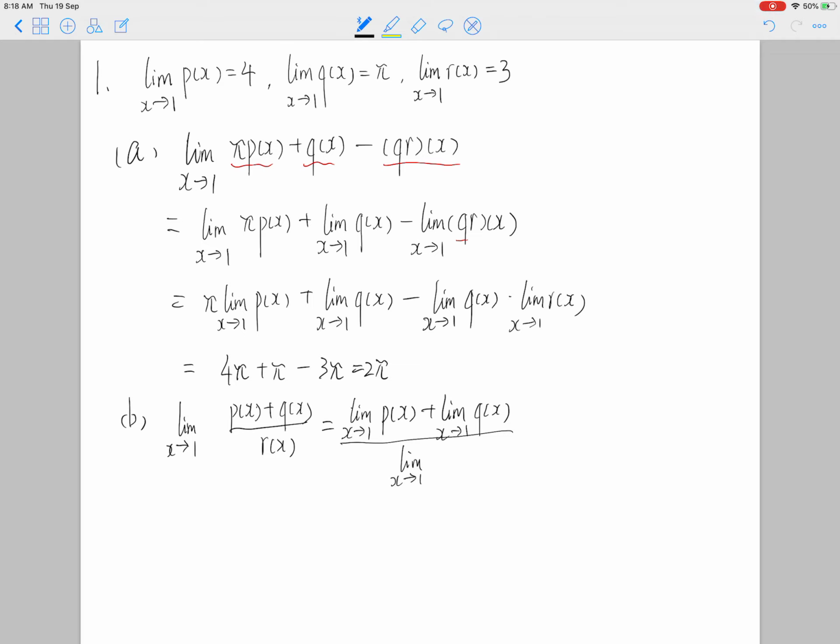So one thing is that if you use this, all these individual limits must be defined so you can split it, right? If any of these is not defined, you can't use this method. So it is (4 plus pi) over 3.